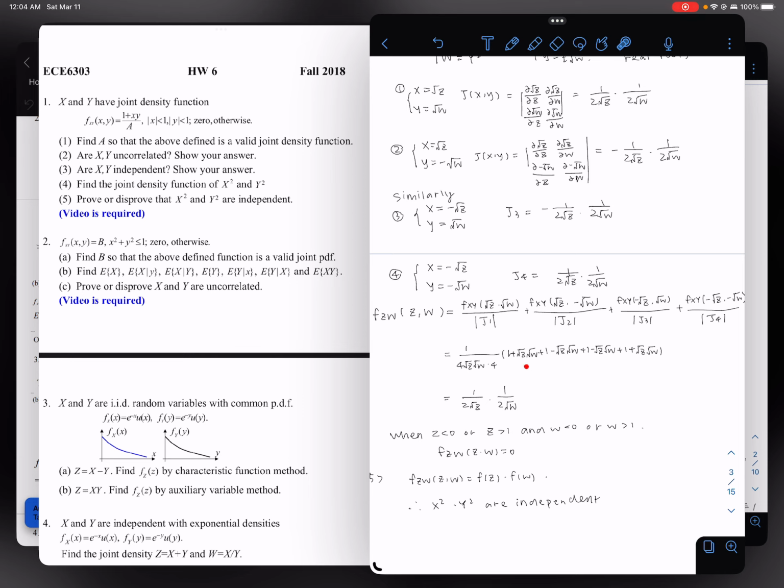So inside here, the square root z, square root w cancels out. So in this pair of brackets, we only have 4, and that cancels out with the denominator here. So eventually we have 1 over 2 times square root z times 1 over 2 square root w.